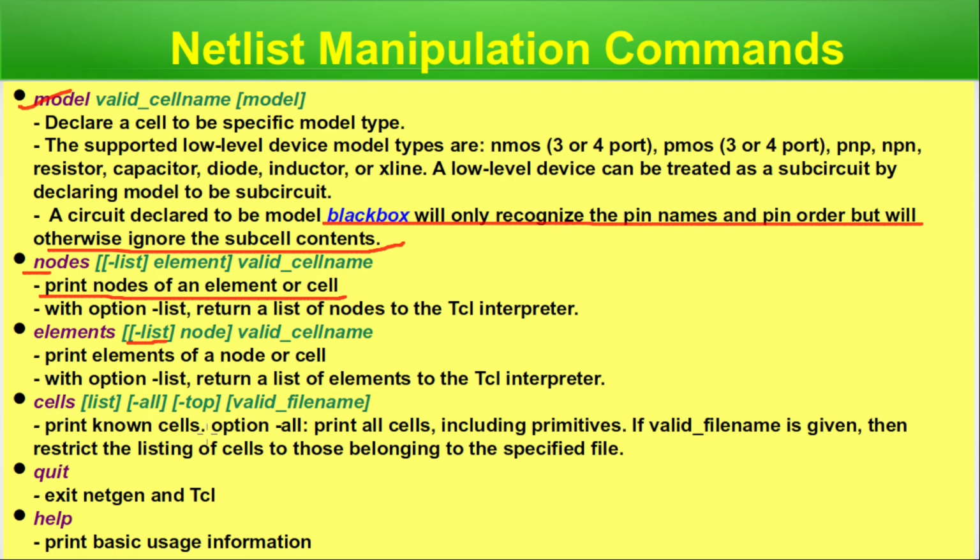And cells: print known cells. Option all: print all cells including primitives. If valid file name is given, then restrict the listing of cells to those belonging to the specific file. Quit: exit NETGEN and the Tcl prompt. And help: print basic usage information. You type help for basic usage and quit to exit NETGEN and the Tcl console. So these are netlist management commands.